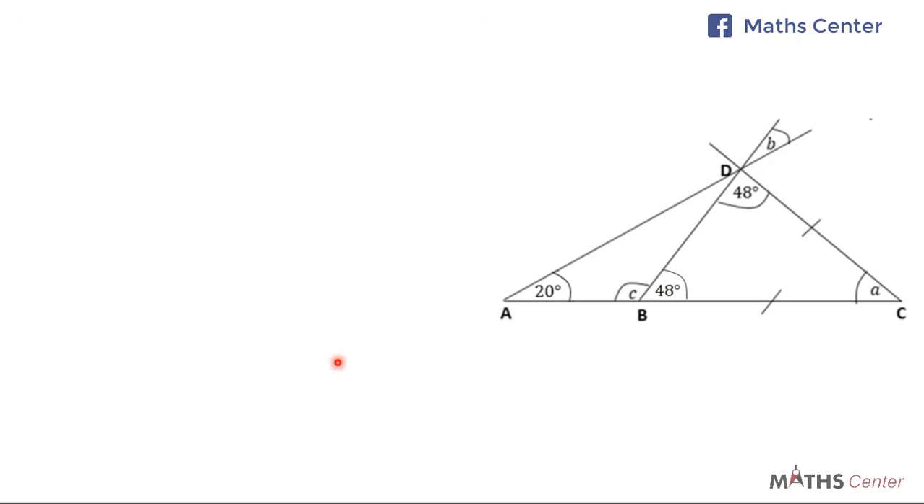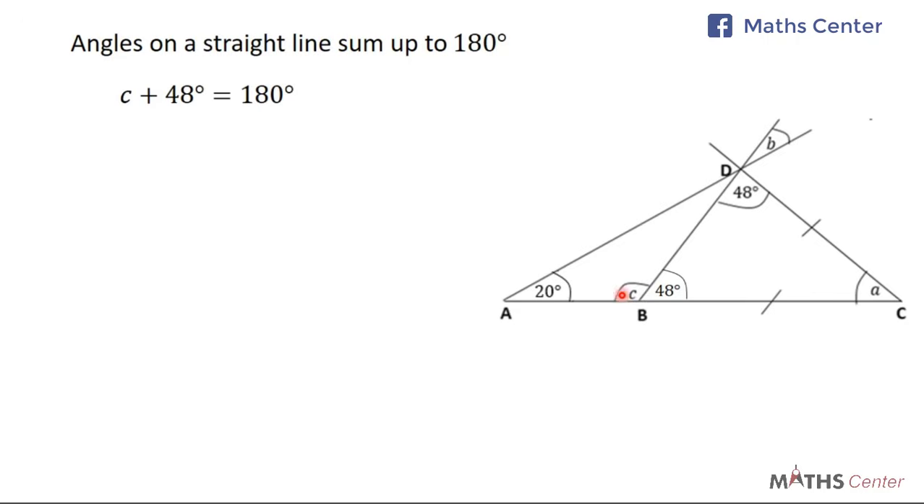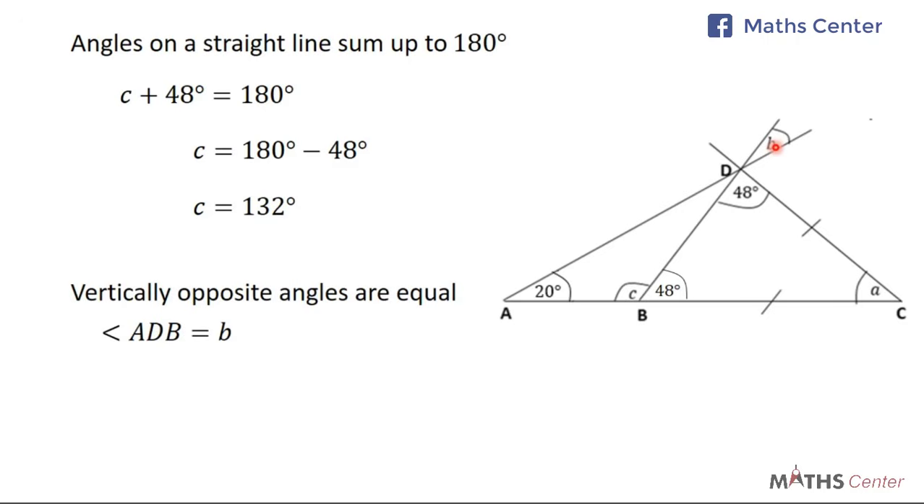What can you see again? I can also see that this angle here, angle C, and this 48 degrees here are on a straight line. We know that angles on a straight line add up to 180 degrees. So if I add C to 48 degrees, I must get 180 degrees. So from here, C will give us 180 degrees minus 48 degrees, and C will give us 132 degrees. So you see, I've been able to find that. Now let's continue to find the last one, which is B.